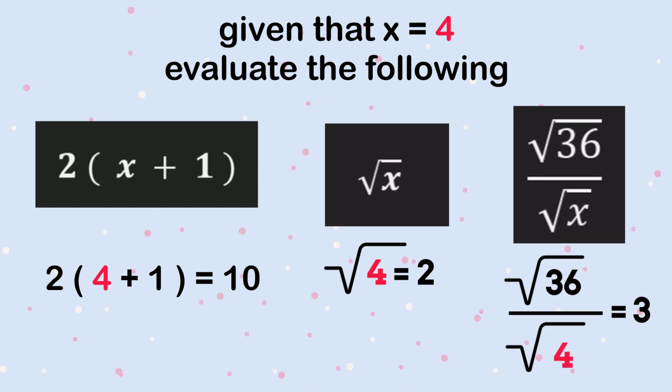The third one has square root of 36, divided by square root of 4. That is 6 divided by 2, so the answer is 3.